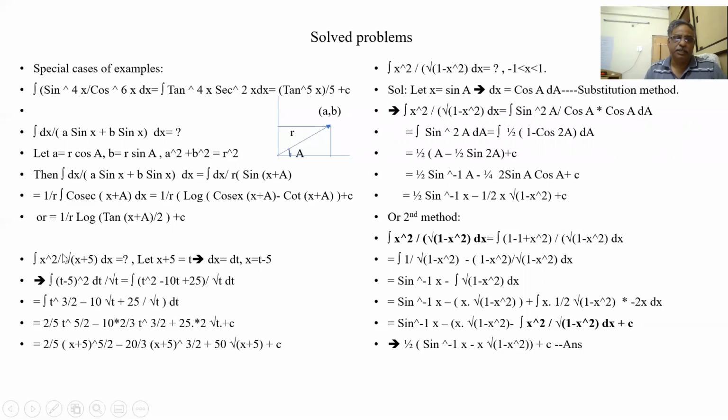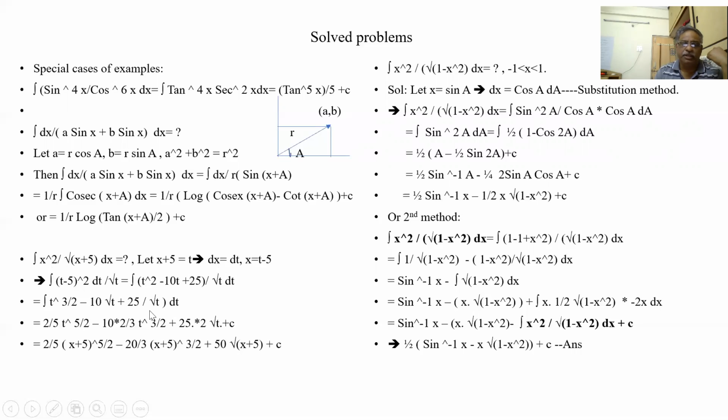So let us see this: x square by square root of x plus 5. Let us put x plus 5 as t. So automatically this becomes root t, and dx is equal to dt. x is equal to t minus 5. I am substituting here: x square is t minus 5 whole square, dt by root t.